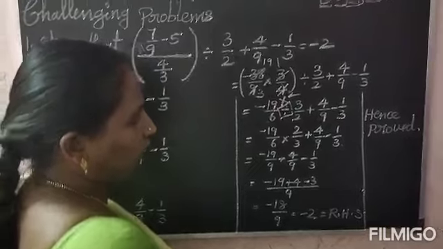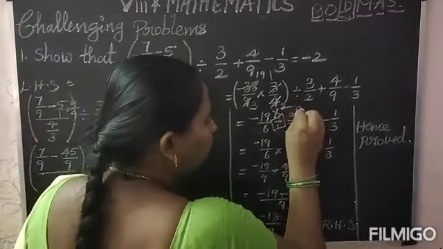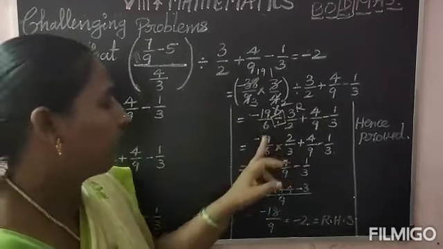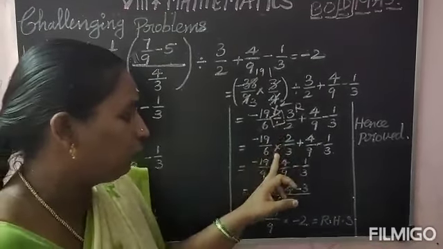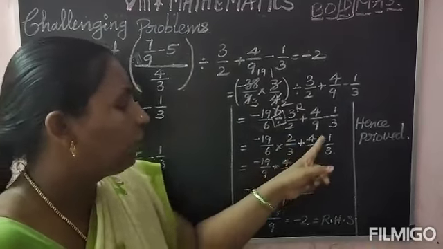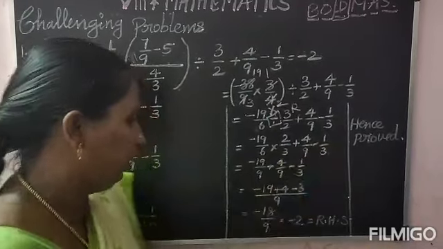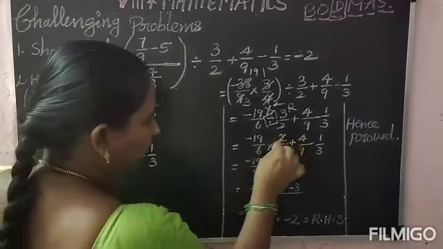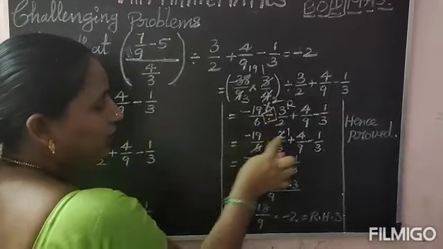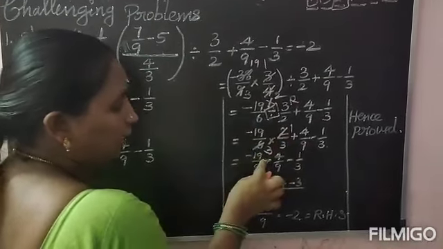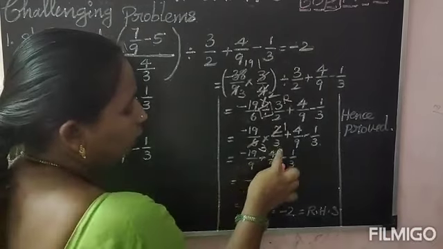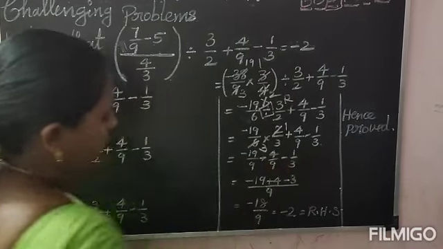Whenever you change this into multiply, you have to write the reciprocal of 3 by 2. Okay. So minus 19 by 6 into 3 by 2 will become 2 by 3, plus 4 by 9 minus 1 by 3. Here it is possible to cancel, so you will cancel. 2 1s are 2, 3 3s are 9. So minus 19 into 1, minus 19. In the denominator, 3 into 3 you will get 9, plus 4 by 9 minus 1 by 3.